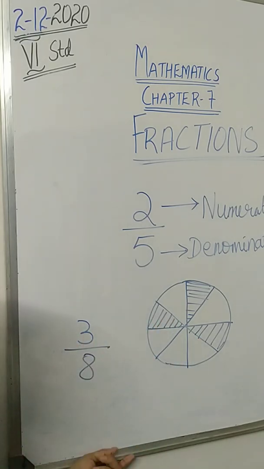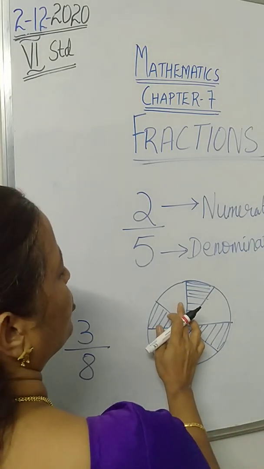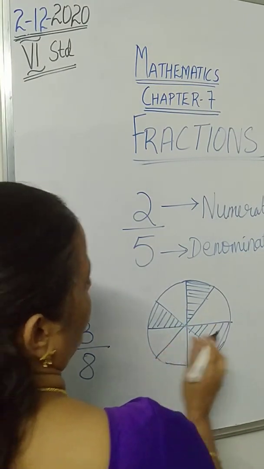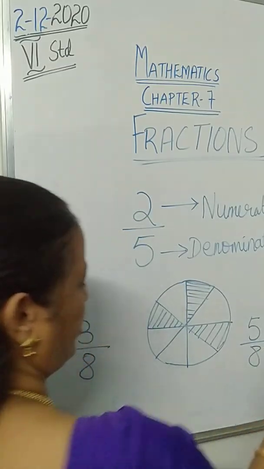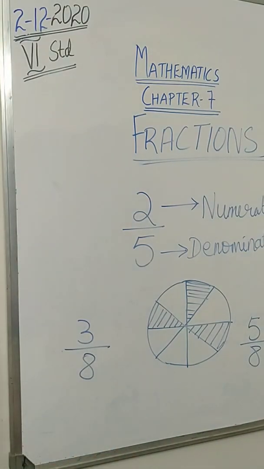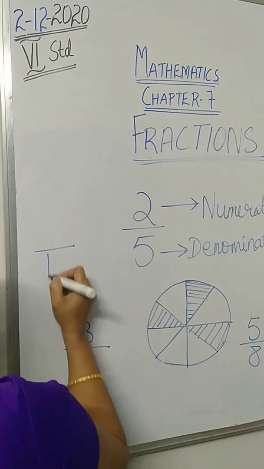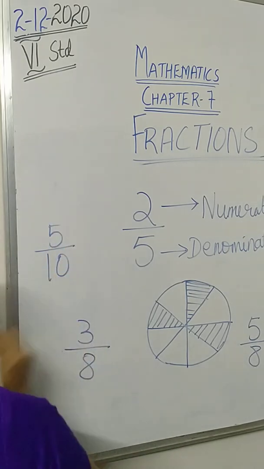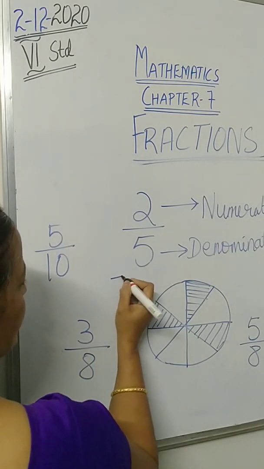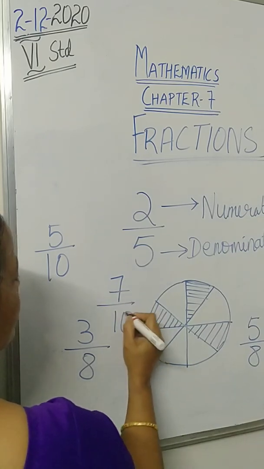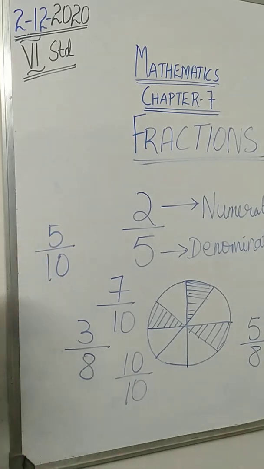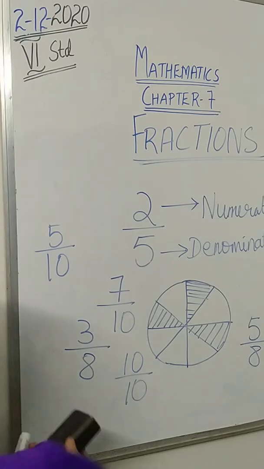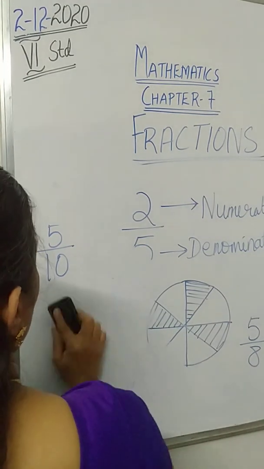This is the fraction which is shaded. The fraction which is not shaded, can you tell? How many parts are left out without shading? 1, 2, 3, 4, 5. 5 parts are not shaded out of 8 in total. This is just like how you get your marks. Out of 10, suppose you have scored 5 marks, that is 5 by 10. If you have scored 7 marks out of 10, that is 7 by 10. Or if you have scored 10 out of 10, even this is a fraction. All these are called fractions.